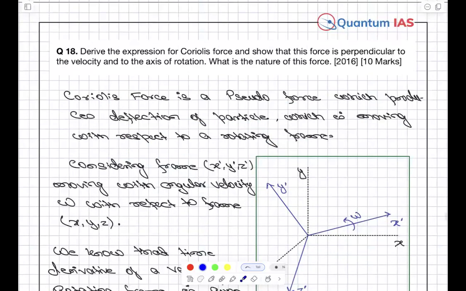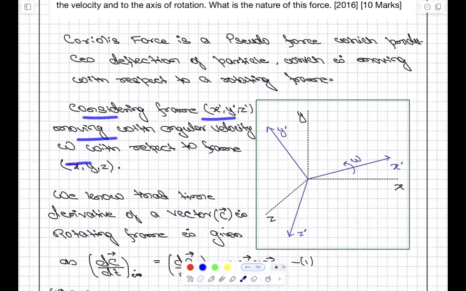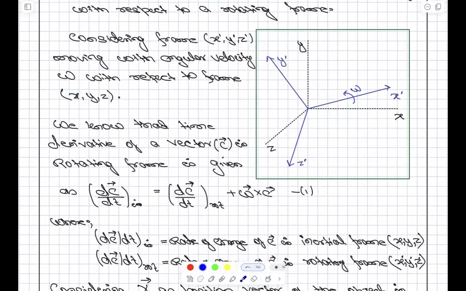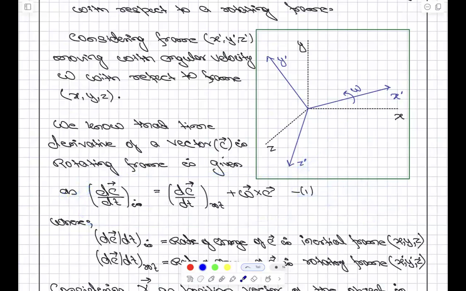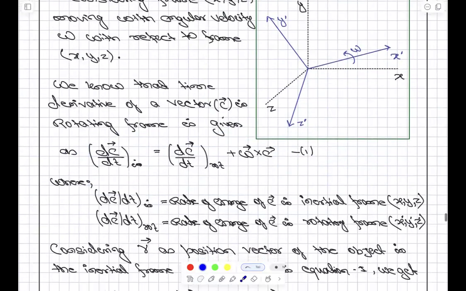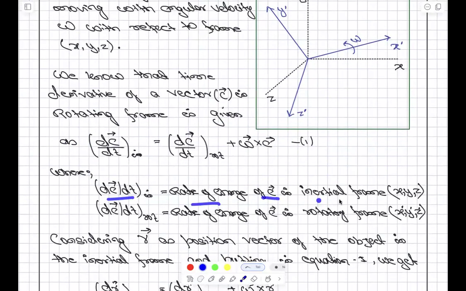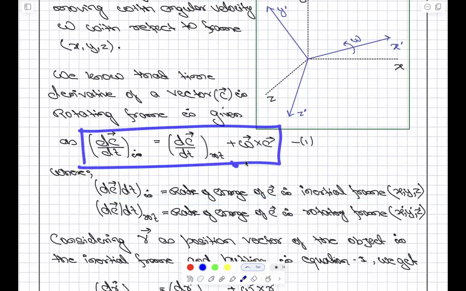Okay? Now understand, considering frame x dash y z z dash, this probably everyone knows. We can write that dC by dt is equal to this formula when we see any vector from a rotating frame. From this one, because it's a basic formula, we can start. If you go more basic than this, you won't be able to write it in 10 marks. Okay? So please try to understand what we define as basic. We'll define dC by dt as the rate of change of C in the inertial frame. Look at this formula, we will start the question from this formula. I hope everyone knows this formula.